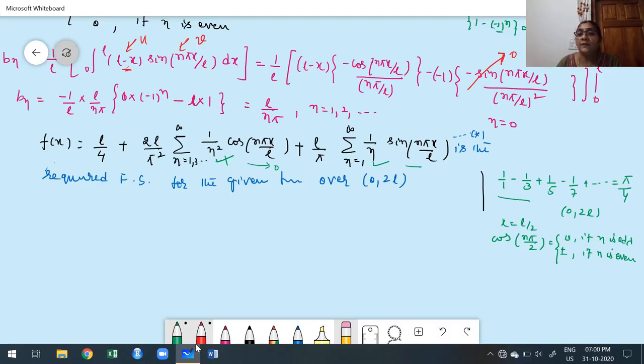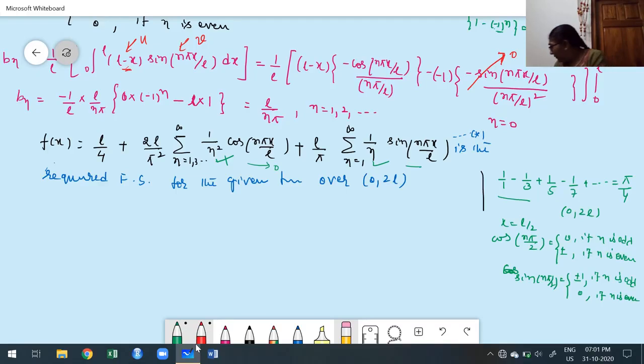Now put x equal to L by 2 in the sine term, what do we get? Sine of n pi by 2. What is sine of n pi by 2? Plus or minus 1 if n is odd, 0 if n is even. Yes, that is suitable for our result, because they don't have any even values, they have only odd values.